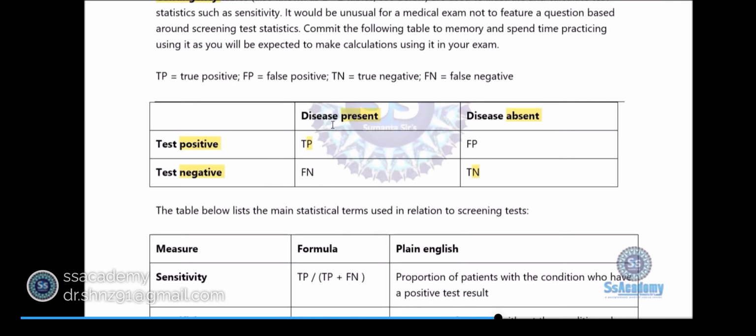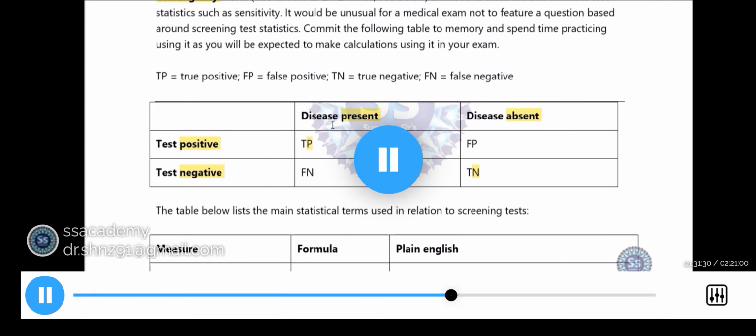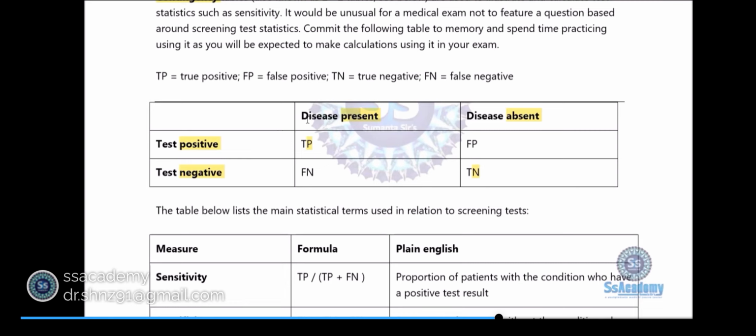Like when we do a test, dengue NS1 antigen, dengue serology. Dengue is present, the test is positive, NS1 positive, so this is a true positive. Dengue absent, but NS1 positive in some other diseases, so these are false positives. Once again, NS1 test negative but the disease is present, meaning the dengue is there, so this is a false negative. Once again, the disease is absent, meaning the dengue is absent, NS1 negative, so of course these are true negatives.